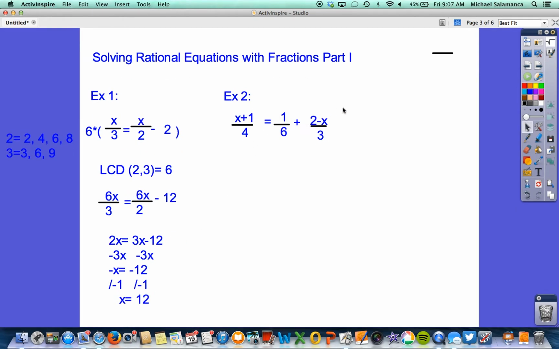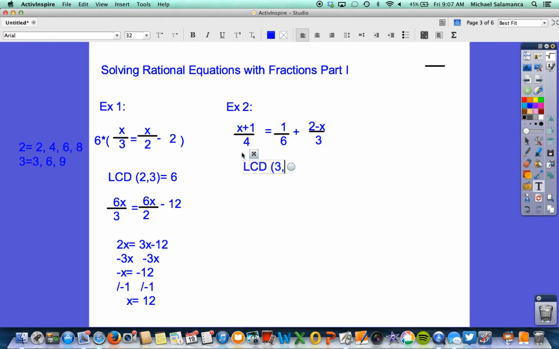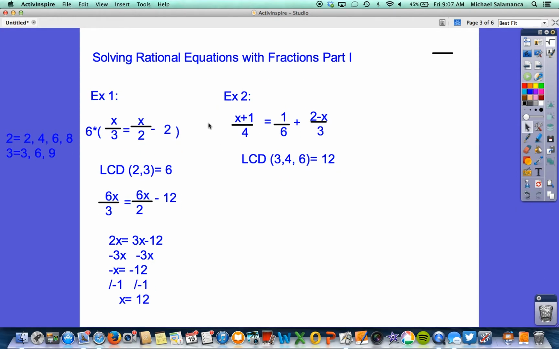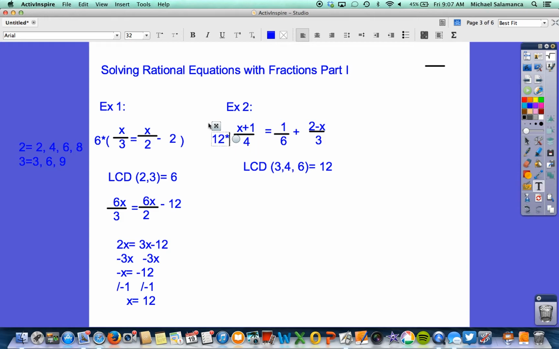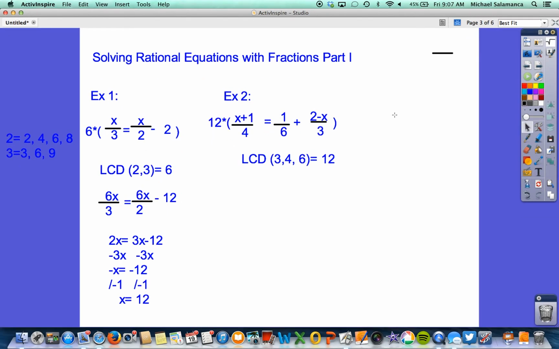So example 2, we are going to take one small shortcut. In this instance, the LCD of 3, 4, and 6 is 12. Like we did in example 1, we're going to multiply the entire equation by 12. It's important to listen to my words because the text will not necessarily illustrate that.